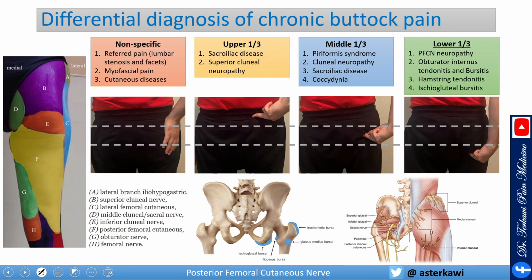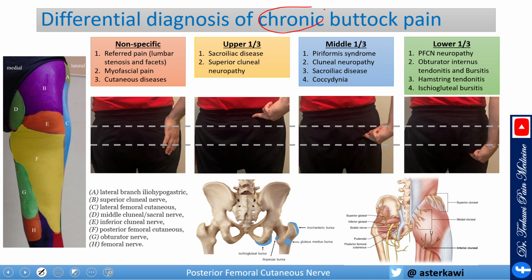Now, this is a nice summary slide. These are the differential diagnoses of chronic buttock pain. If you have acute buttock pain, especially with a history of injury, the differential diagnosis can be different, including fracture, and that needs a different approach. But here we are talking about chronic buttock pain that lasts more than 3 months.